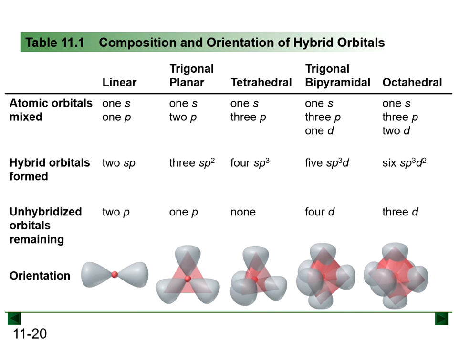Here's a summary table that illustrates what we talked about earlier. At the bottom of the table is the electron group arrangement: linear, trigonal planar, tetrahedral, trigonal bipyramidal, and octahedral. And the table lists the types and numbers of atomic orbitals involved, the hybrid orbitals that are produced, and the unhybridized orbitals that remain. We'll look at a number of examples of these when we go to the mechanics videos.